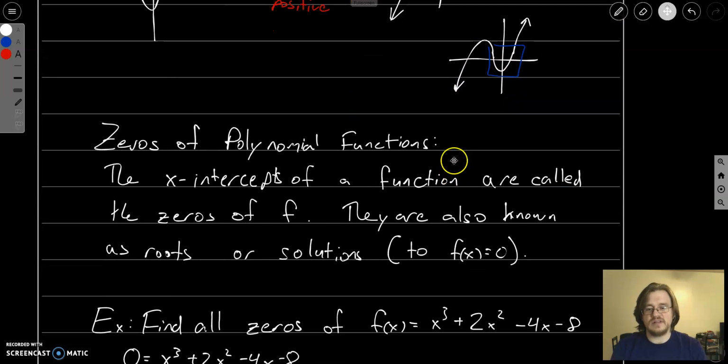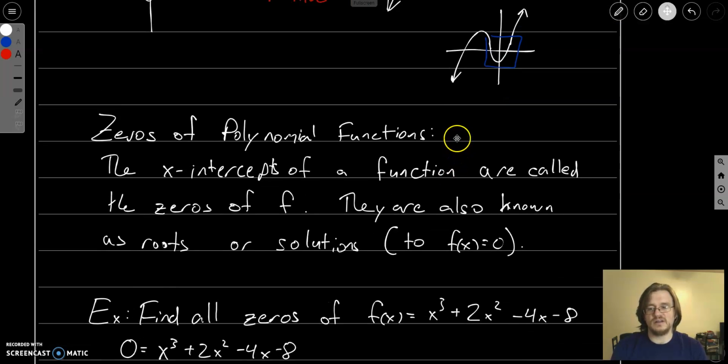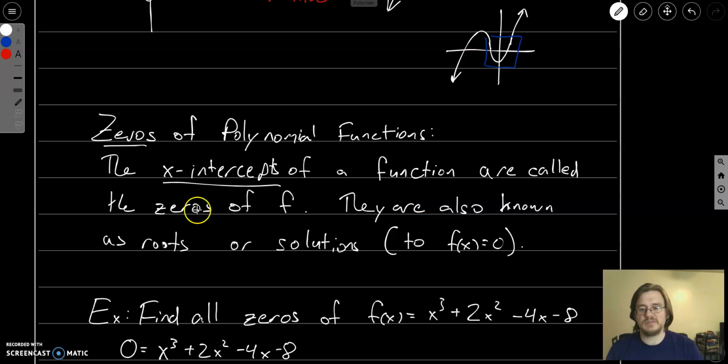So the last thing that we'll look at in this video is going to be zeros of polynomial functions. And zeros are just a fancy term for the x-intercept. There are lots of ways to describe this. These can be described as zeros. They're also called roots or solutions, specifically to this equation. So again, the x-intercepts are just going to be where our function crosses the x-axis.